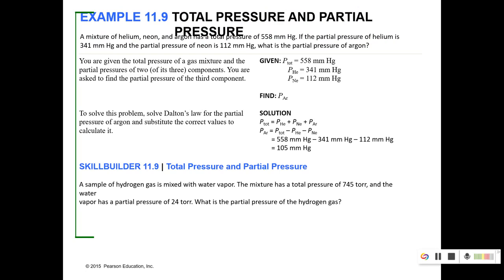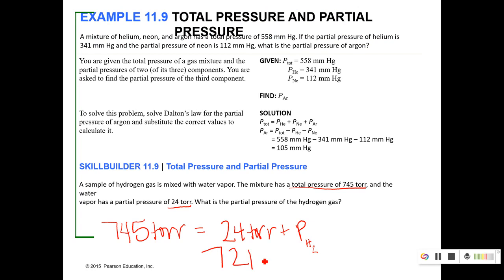That one we just went through. Let's do this one. Partial pressure of 24 torr. The mixture has a total pressure of 745. So I have 745 torr equals 24 torr plus the pressure of H2. So I'm going to subtract my 24 from my 745. And I get 721 torr is my partial pressure for hydrogen.